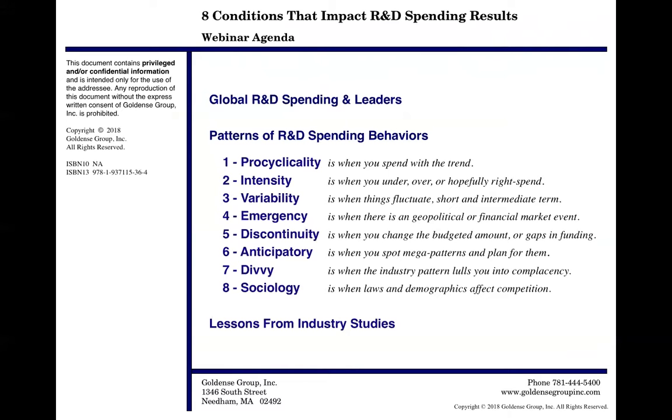So we will cover procyclicality, intensity, variability, emergency, discontinuity, anticipatory, a category I've called divvy, and sociological impacts with R&D spending. We'll conclude the program with 2 lessons of history and a finding in 2004 in Business Week that should not be forgotten until the time arrives that we know a great deal more about R&D spending and its tie to results than remains the case today.